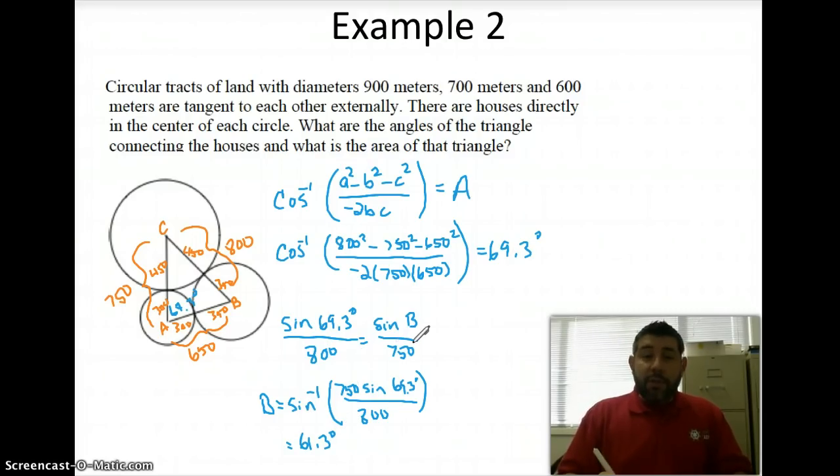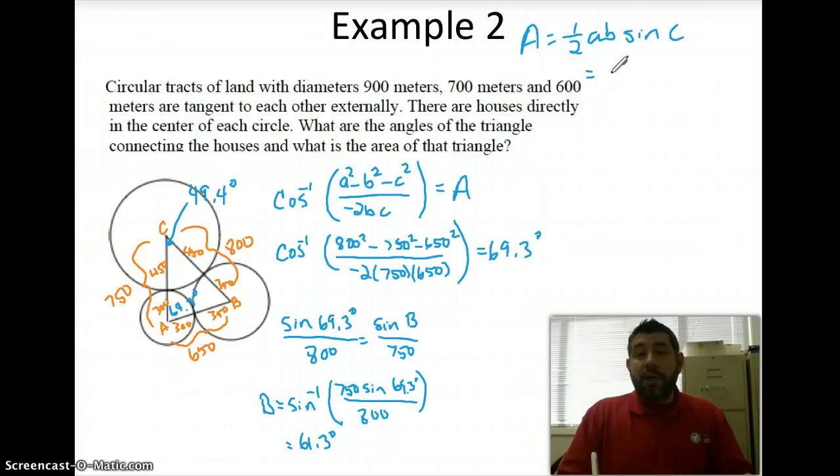Then we'll just add these two together and subtract from 180. That'll give us C. So angle C here is going to be 49.4 degrees. All right, now we want to find the area. The area formula, if you recall, is that the area is 1/2 AB sine of C. Let's plug it in since we know all the sides and all the angles now. So 1/2, A is 800 and B is 750, and we want the sine of 49.4. When we do all that in our calculator, we're going to get somewhere around 22,000.